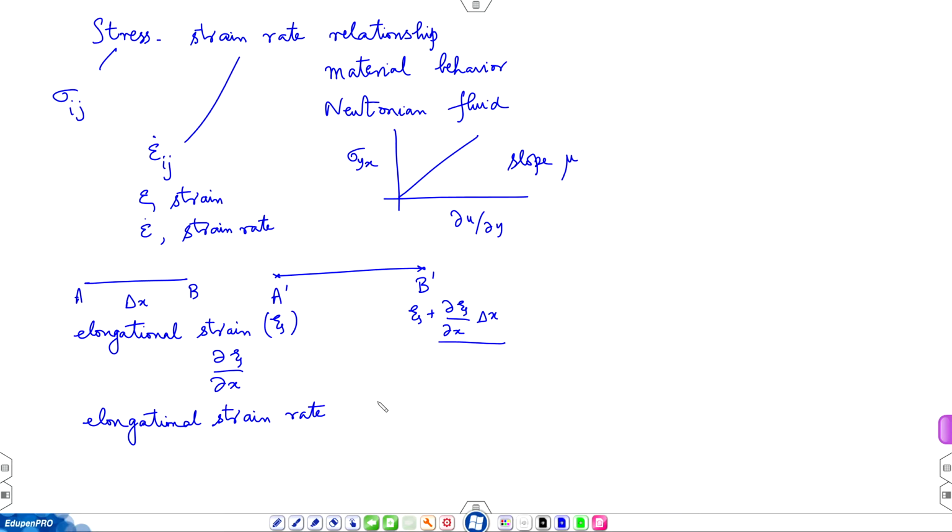Okay. So, the original distance between A and B is delta x. The new distance between A prime and B prime is delta x plus del psi del x delta x. So, divide by delta x, because that is the definition of elongational strain, and the strain rate is obtained by differentiating del psi del x with time. Interchange time and x, that means you differentiate psi with time, which is, how much is that? Derivative of psi with time is the x component of velocity, right. So, this is simply del u del x.